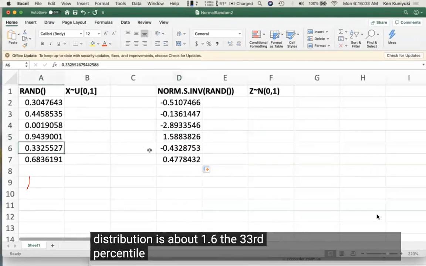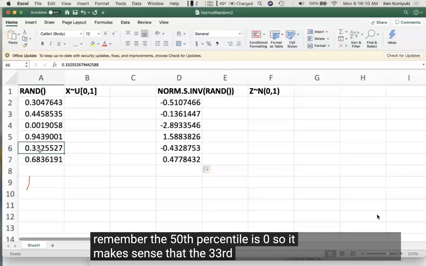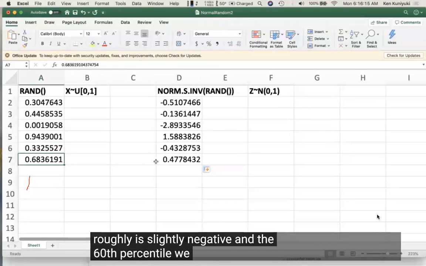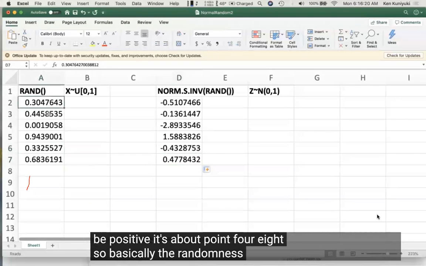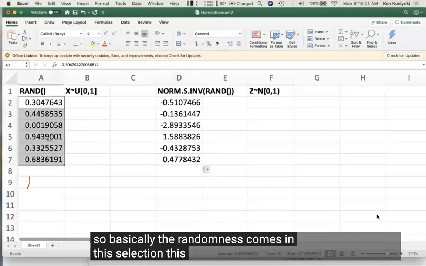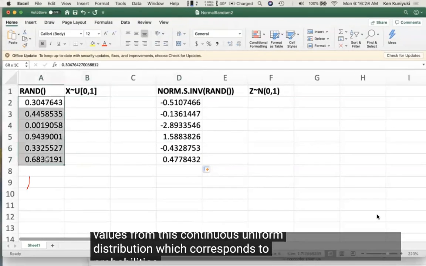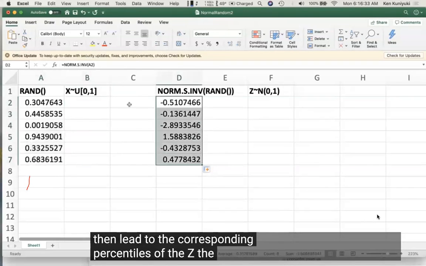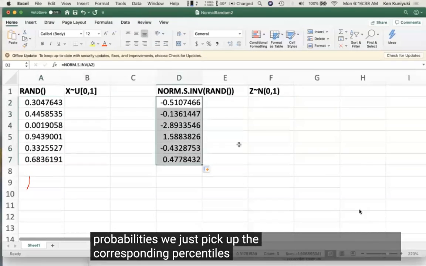The 33rd percentile is about -0.43. It makes sense it's negative because remember, the 50th percentile is 0. So it makes sense that the 33rd percentile roughly is slightly negative. And the 68th percentile, we know that's going to be positive. It's about 0.48. So basically the randomness comes in this selection, this random selection of values from this continuous uniform distribution, which corresponds to probabilities. And these probabilities then lead to the corresponding percentiles of the z. The randomness comes in the selection of the probabilities. And we just pick up the corresponding percentiles from the standard normal.